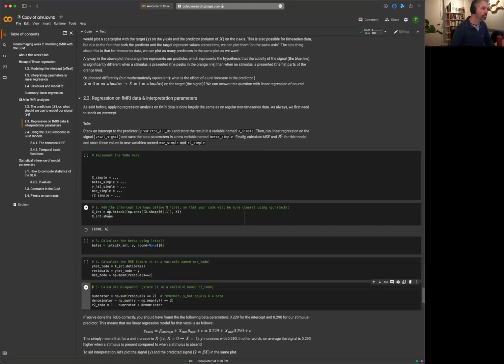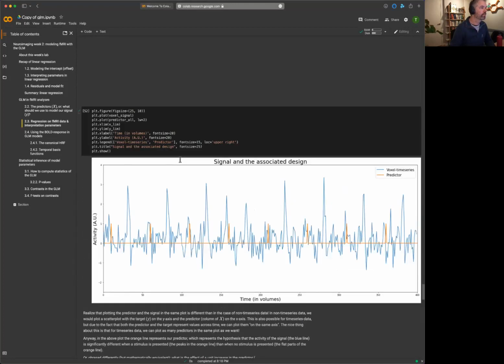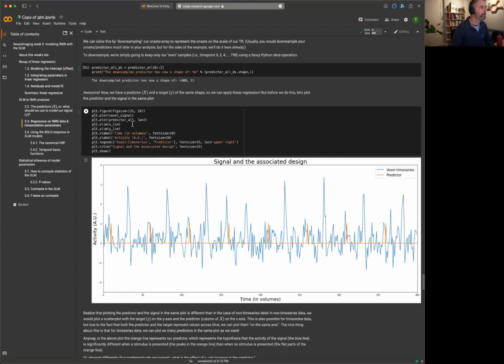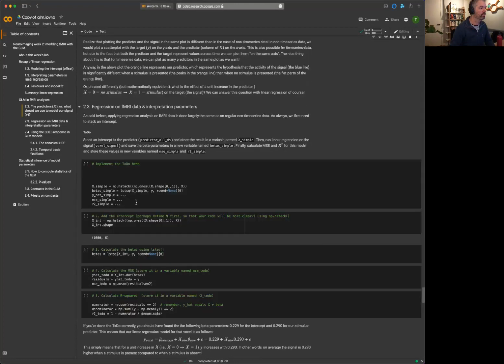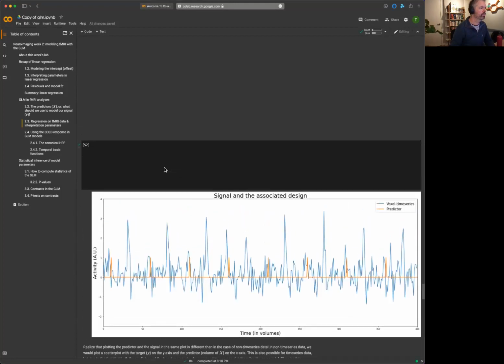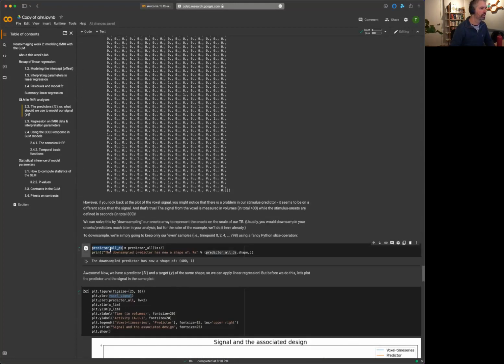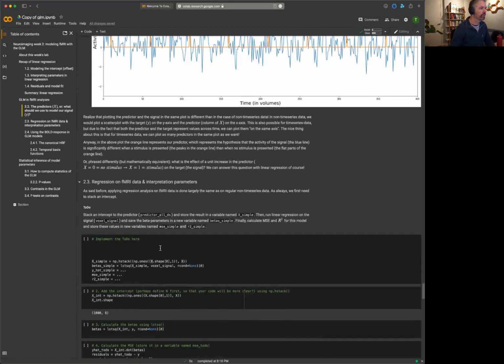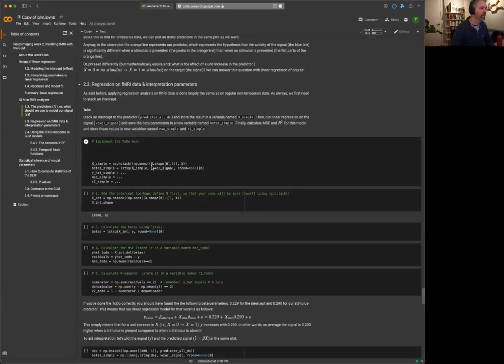Here we are. Boom. What did we call the data? Voxel signal. So no longer we have any Y's. And this is now, what was it called? Predictor? Predictor all downsampled. Fair enough.